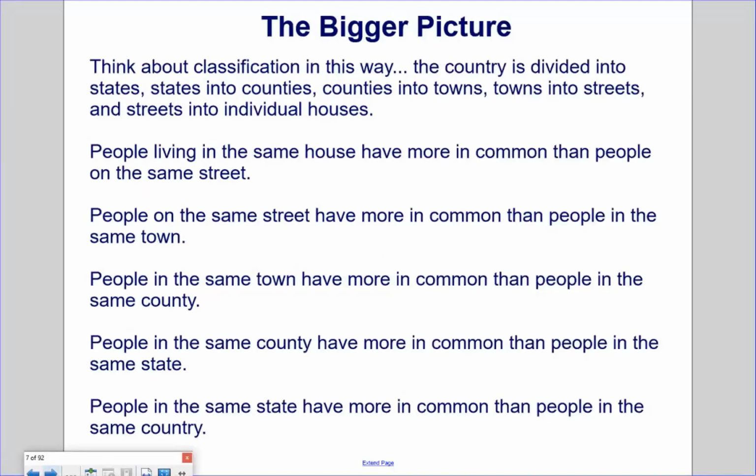The bigger picture. Think about classification in this way. The country is divided into states, states into counties, counties into towns, towns into streets, and streets into individual houses. People living in the same house have more in common than people living on the same street. People on the same street have more in common than people living in the same town. People in the same town have more in common than people living in the same county. People in the same county have more in common than people in the same state. People in the same state have more in common than people living in the same country.